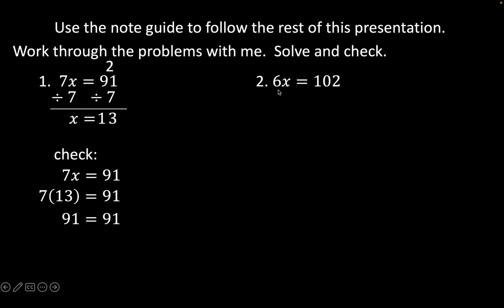6x equals 102. Once again, walking through the solving portion pretty quickly. Divide by 6, divide by 6. X comes down. 6 goes into 10 one time. 6 is 4 away from 10. And 6 goes into 42 7 times. Again, you've got to know your facts for that. I really can't help with that part of it. But we've got to check.